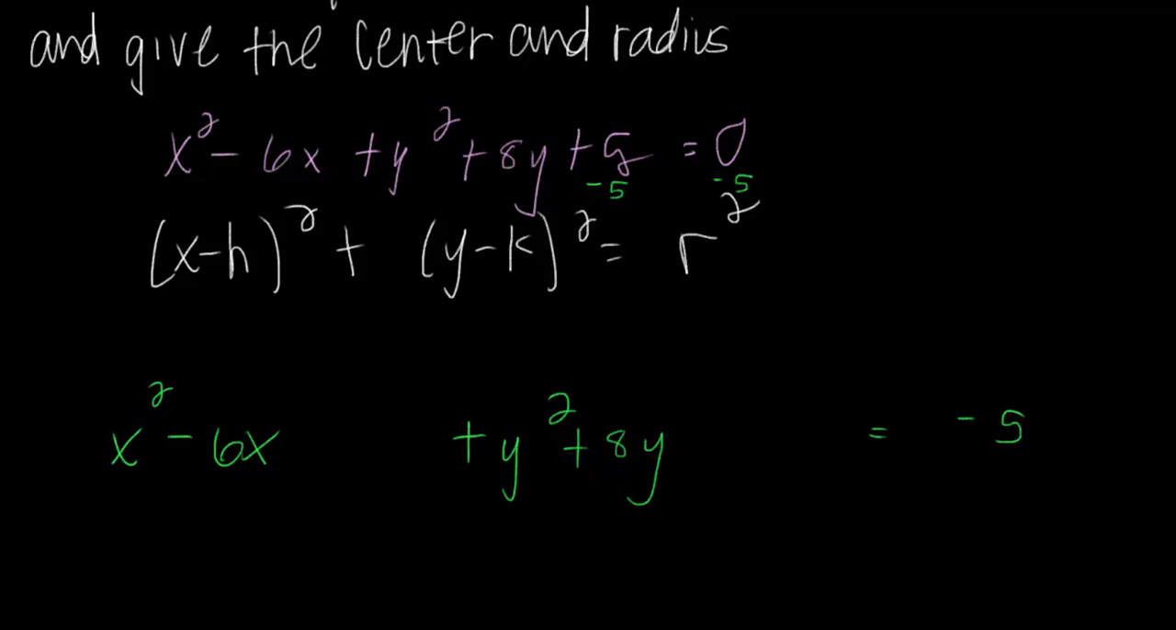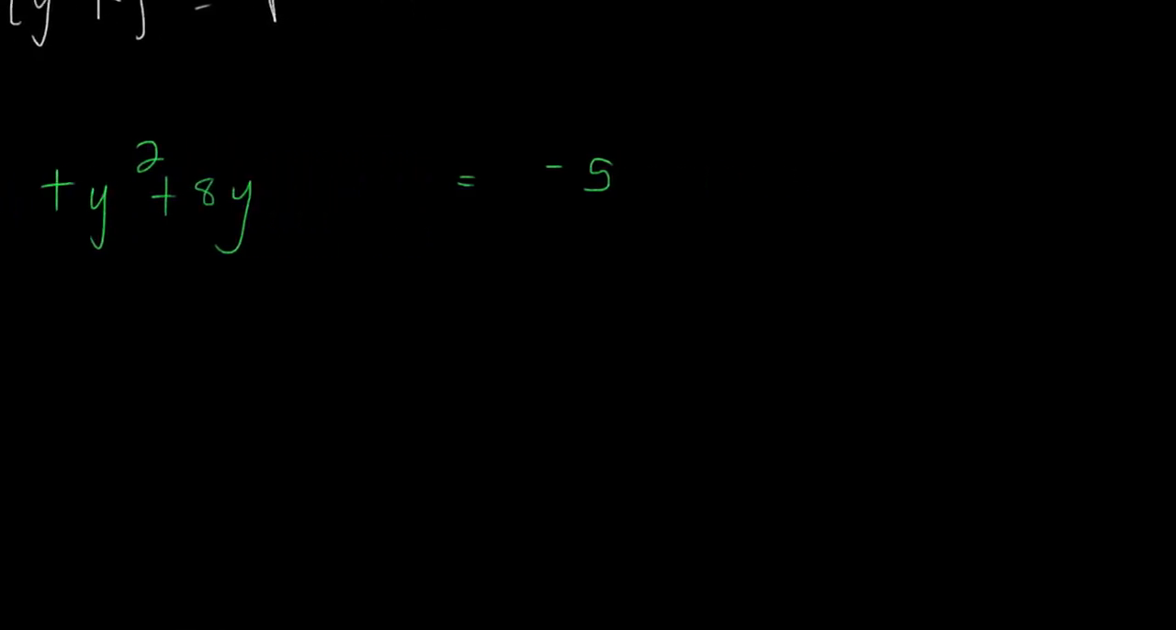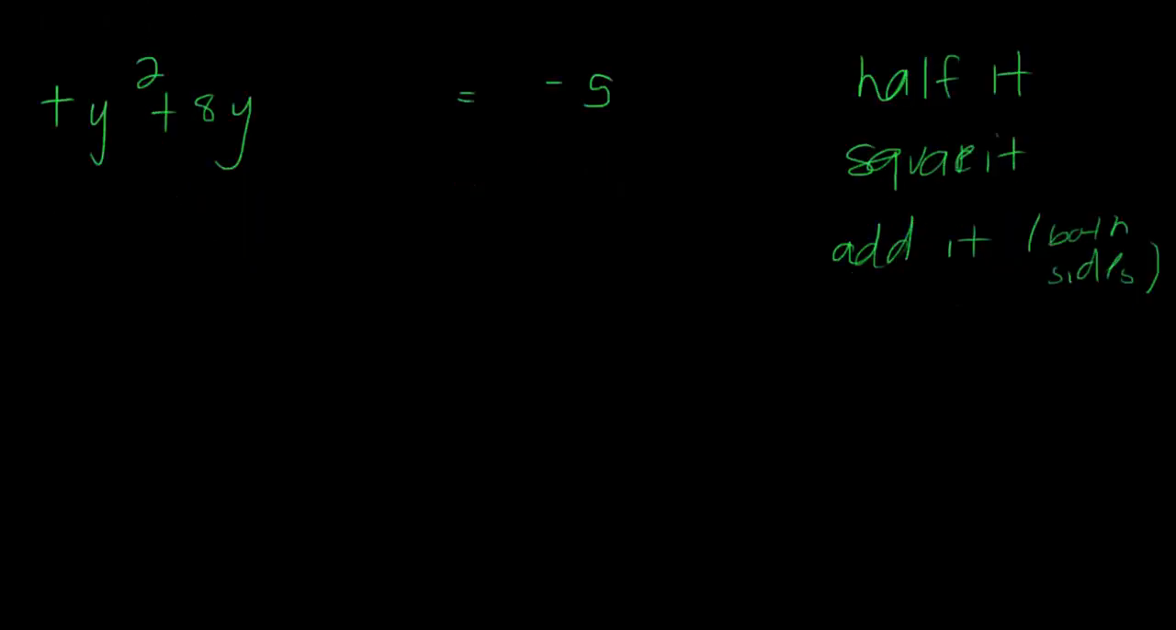Okay, so now what I do next, let me write it off to the side so we have plenty of room. I call it: half it, square it, add it to both sides. And from there we would simplify. Half it, square it, add it, simplify.